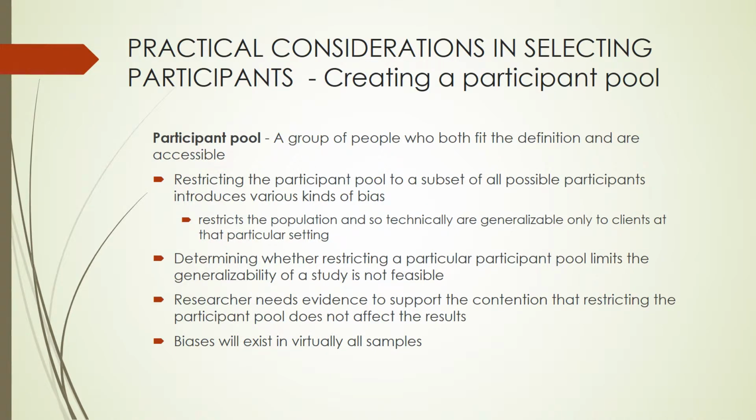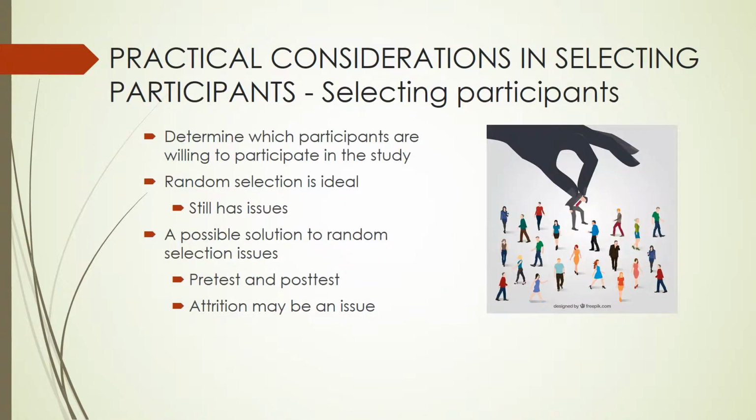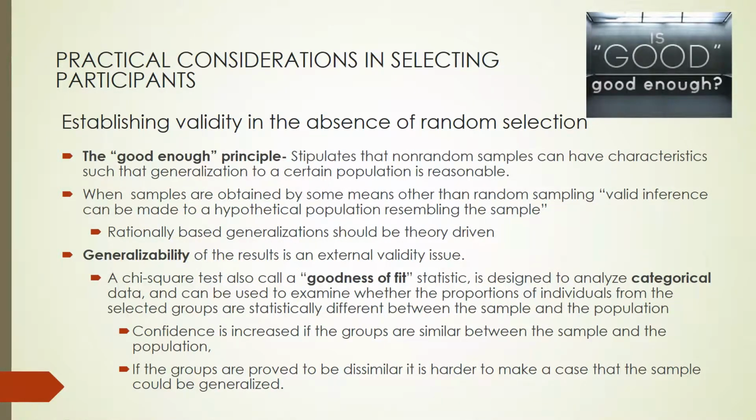Restricting the participant pool to a subset of all possible participants introduces various kinds of bias. However, biases will exist in virtually all samples. The researcher needs evidence to support the contention that restricting the participant pool does not affect the results. Selecting participants by random sample is ideal. However, there are still issues. Pre-tests and post-tests offer a possible solution and help the researcher identify strong candidates for the study. When random selection is not possible, the good enough principle applies.